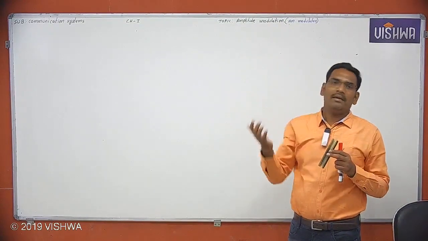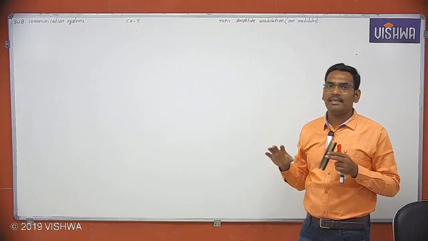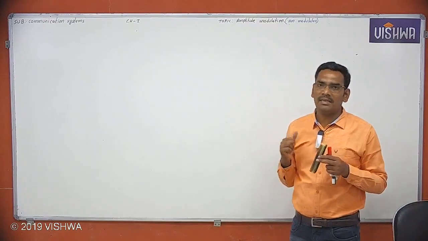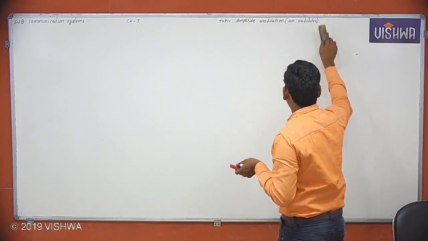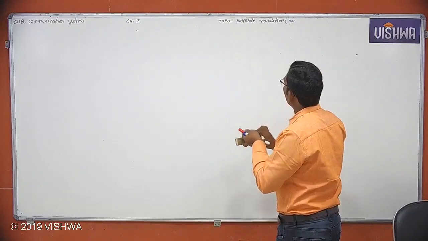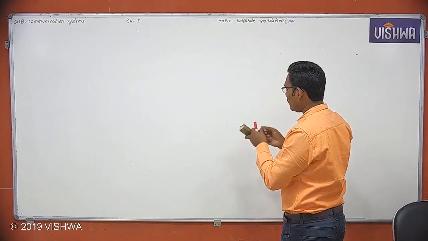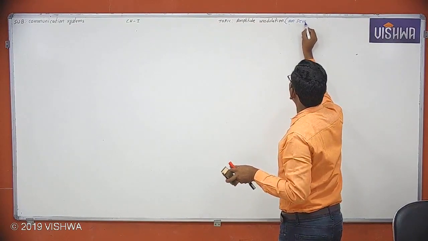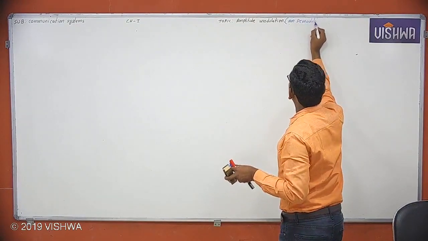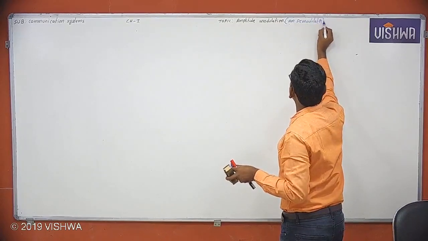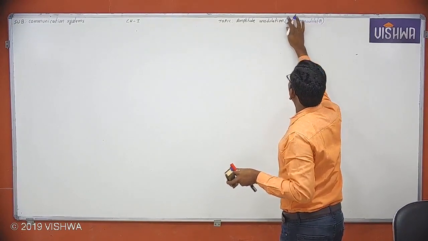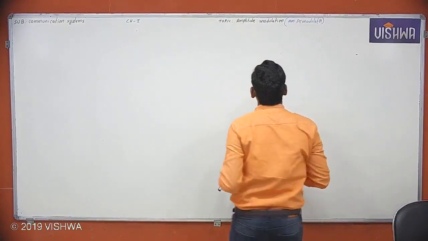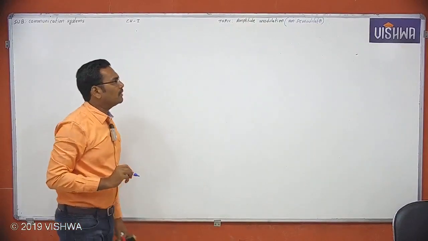So the input to the receiver is a modulated signal. From that modulated signal, I want to get back my original message signal. So you just do the exact reverse process of modulation, which is nothing but demodulation. So now we will see AM demodulators. What are the different types of AM demodulators?